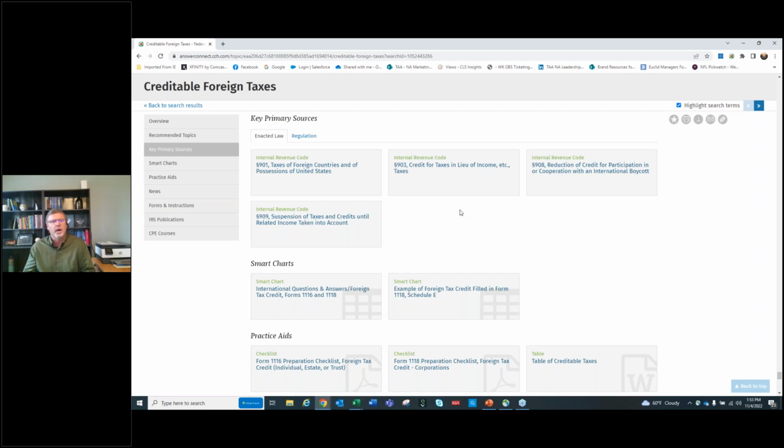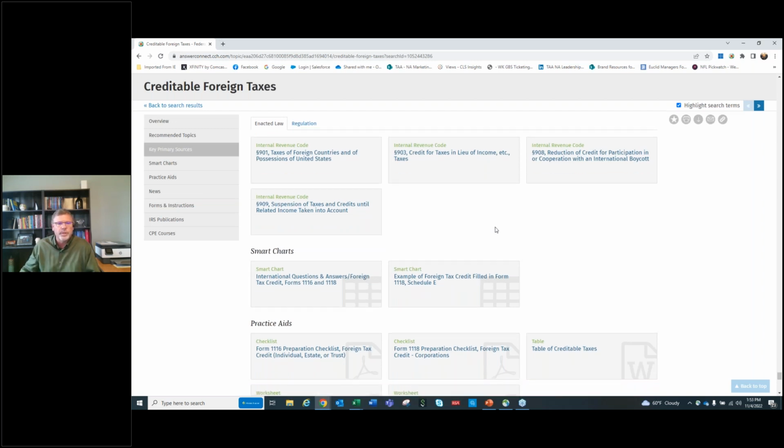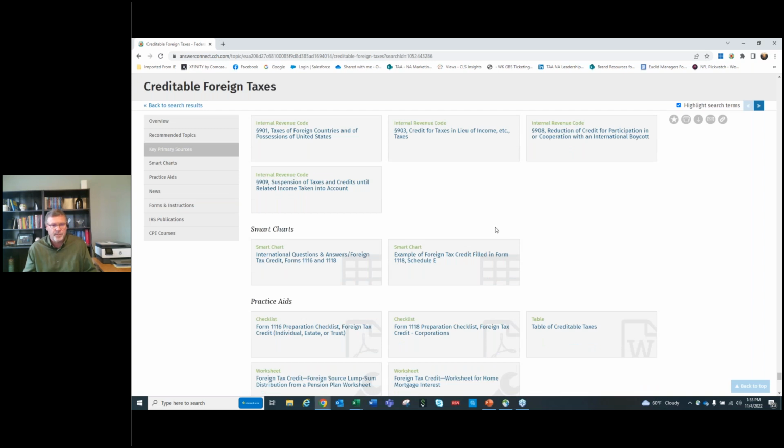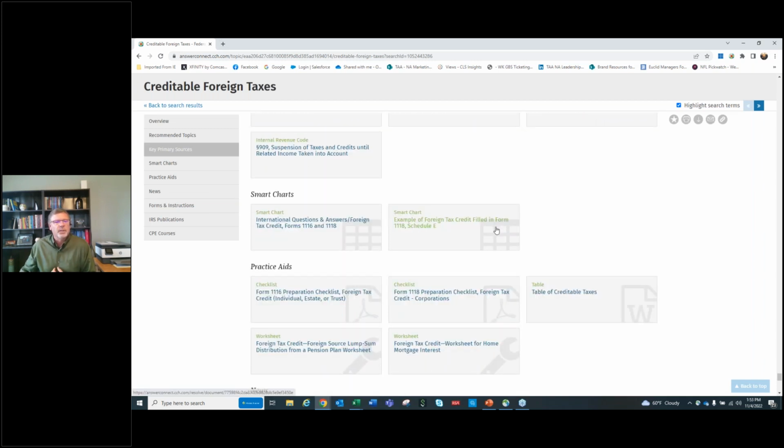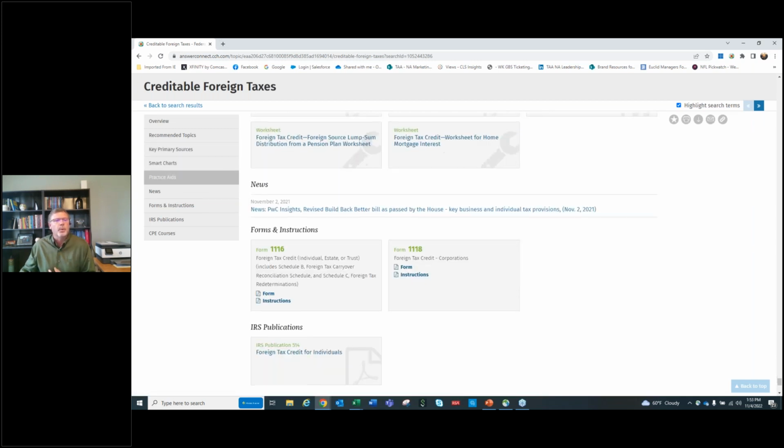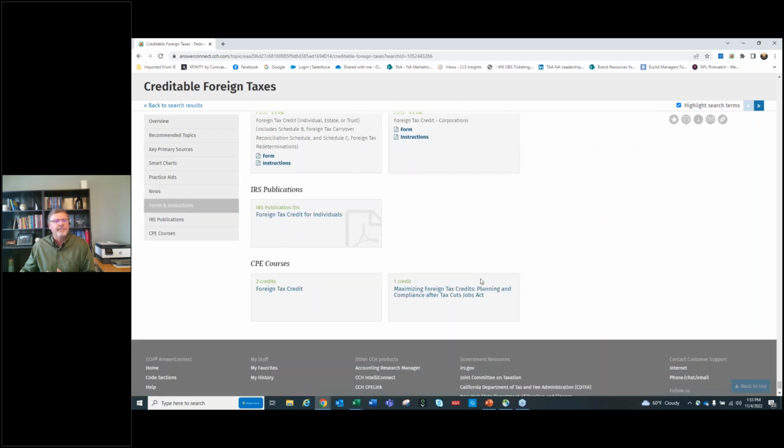What we've also done is brought our smart charts and our practice aids to the forefront. As a researcher, you're able to then take advantage of these practice tools to better communicate, or to assist in communicating, what your findings are to either a client or up the corporate ladder, as the case might be. And as we scroll down, there's again some news that we put out here, pubs, forms, and finally we do end up with some additional CPE.